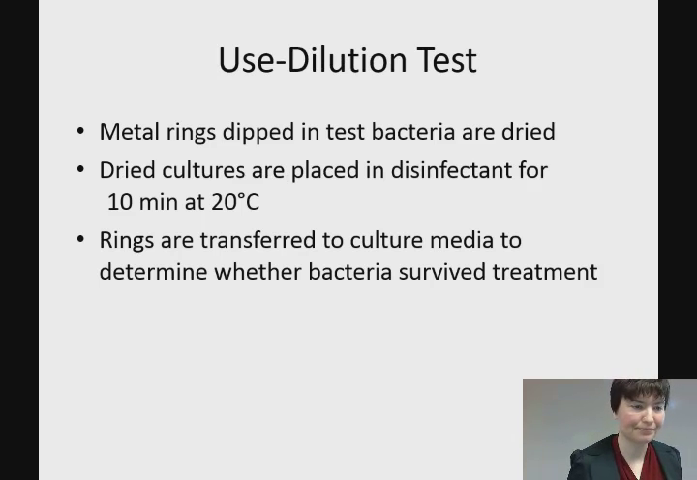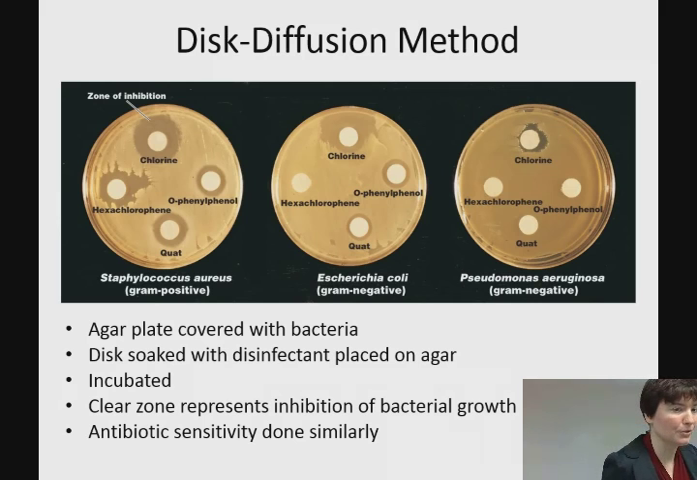So briefly, the use dilution test is when you put the microbe in question that you want to kill onto something, and then you dip that into whatever you want to use, whatever chemical. For instance, you'll take some sort of solid support like a metal ring, and you dip it into a liquid culture, and then you let it dry. So now you have the guys you want to kill. Then you put the dried culture into the disinfectant solution for 10 minutes at room temperature. Then you put the rings that have the dry, treated bacteria into a culture medium and see if they survive.